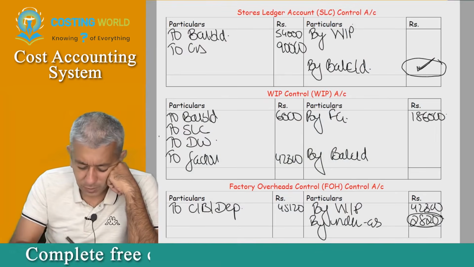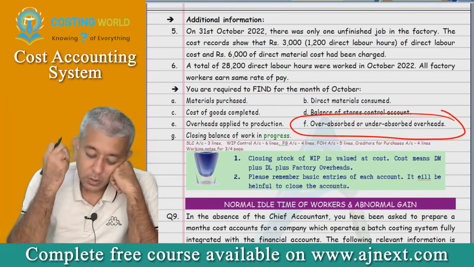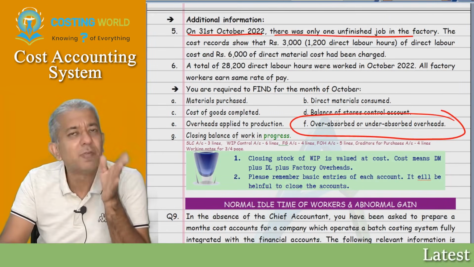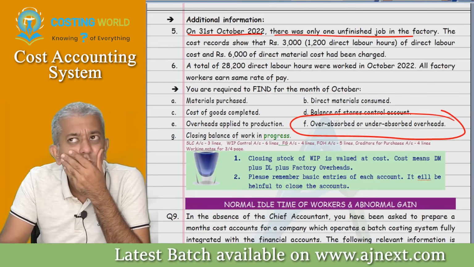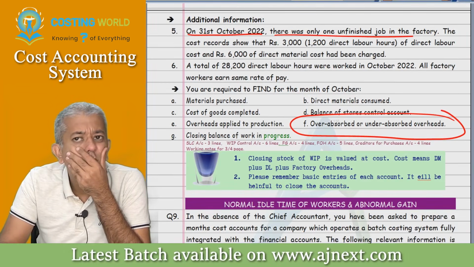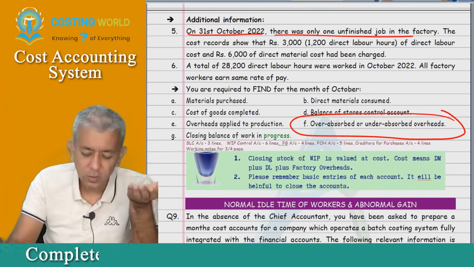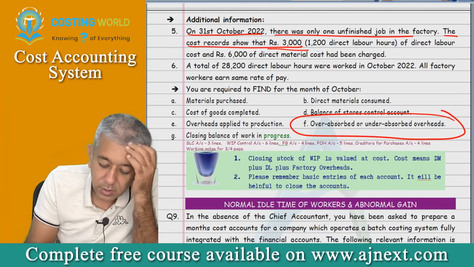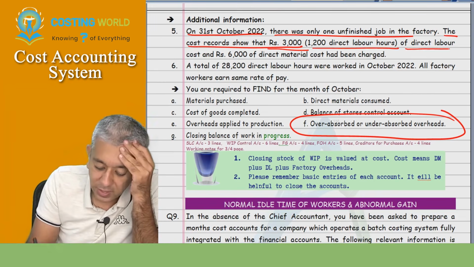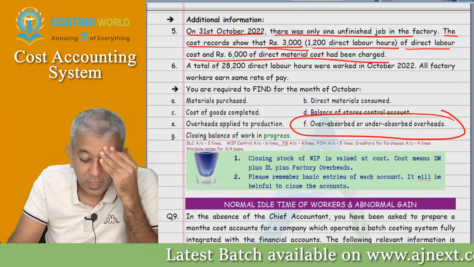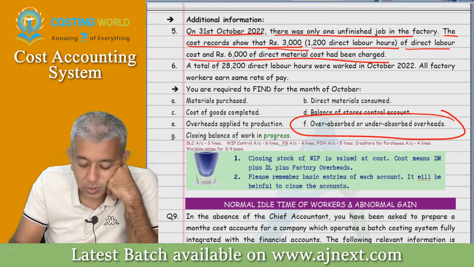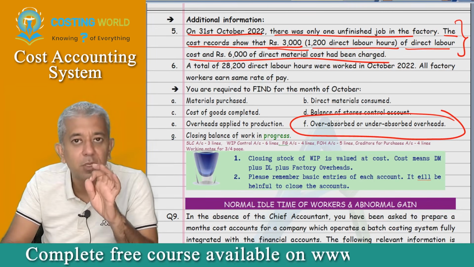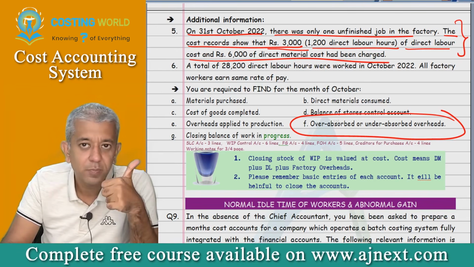Further, this account is also done now. On 31st of October 2022, there was one unfinished job in the factory. Tell me, unfinished job means it is what? It is closing WIP. Okay. Today only you all have done here. The cost records show that 3,000 rupees, that is 1,200 direct labor hours of direct labor, and 6,000 rupees of material cost had been charged. So this information is given to you so that you all can get your closing stock of WIP from adjustment number 5. Is that all okay?